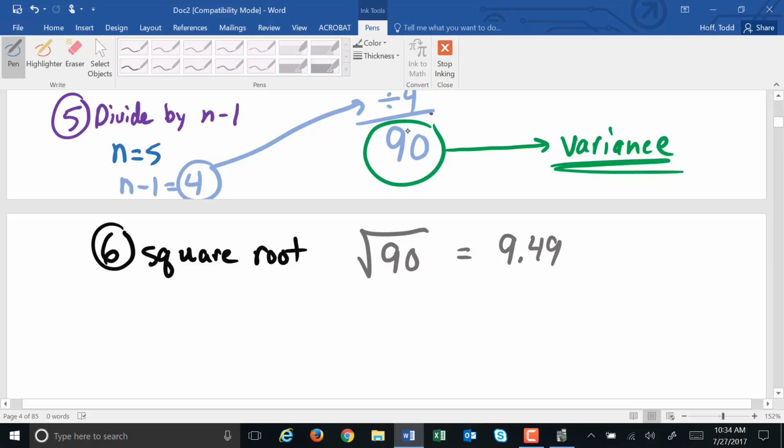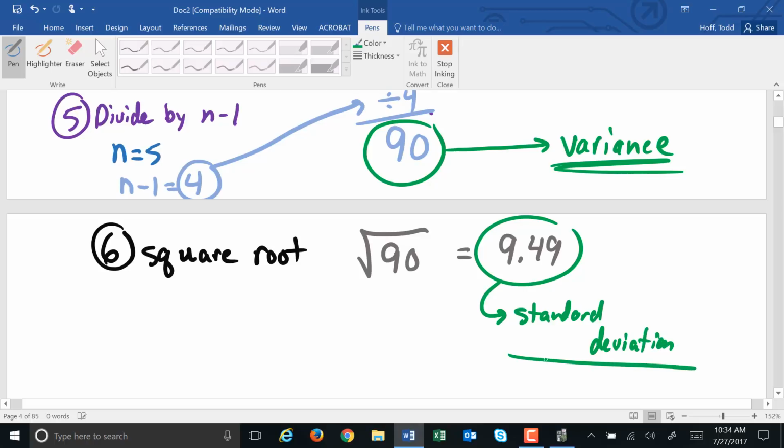That number we just got there is the standard deviation. The standard deviation measures the average distance that numbers are from the mean of the data set. So on average, the numbers are 9.49 away from the mean.